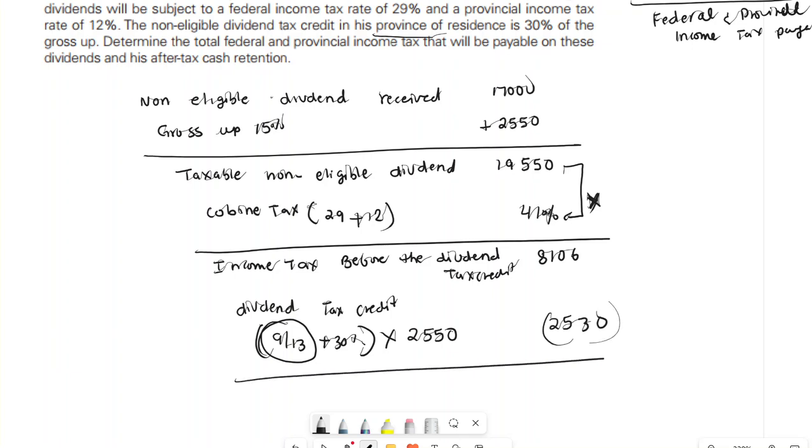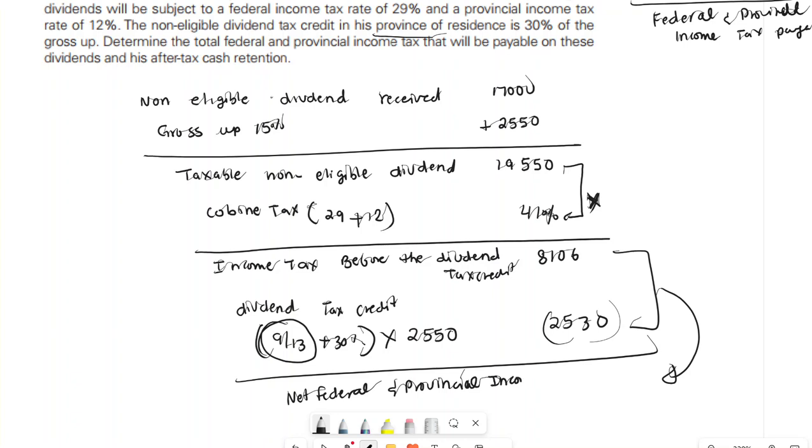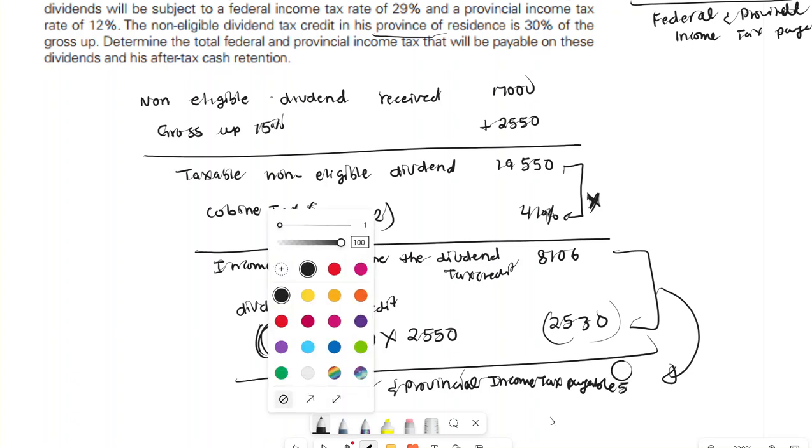And then the difference between the both numbers will be the net federal and provincial income tax payable. The difference between those will be 5486. Now that's what it is.